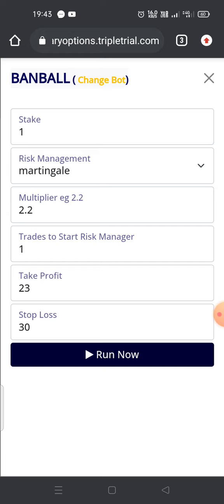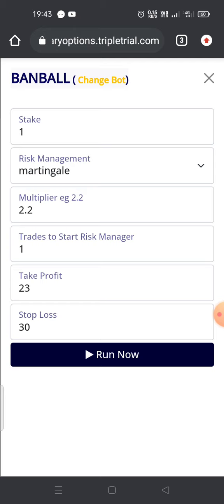For example, we lose again at 2.2. Now we take 2.2 as the stake multiplied by 2.2. This will continue until you win. When you win, it resets and goes back to the initial stake, which in this case is $1. The time it wins, it will recover all the lost money that you lost. Now that's the Martingale.